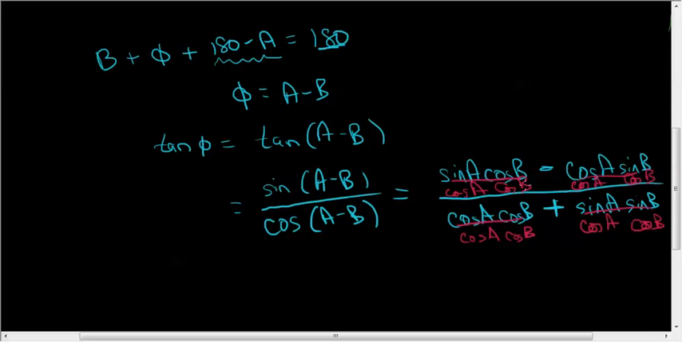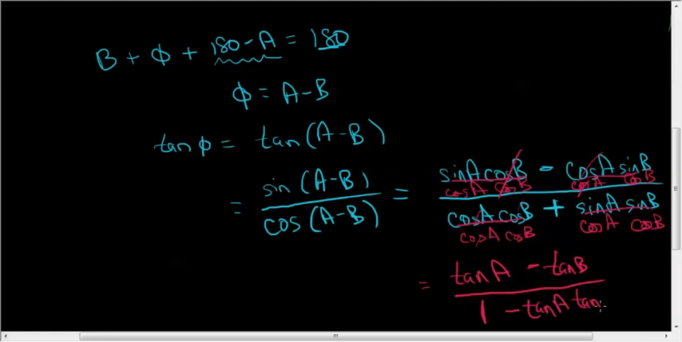What happens? Cosine B cancels here, leaving me with sine A over cosine A, which we know is tangent A. Cosine A cancels here, leaving me with sine B over cosine B, which is tangent B, divided by 1, right? This cancels, divided by 1 minus tangent A, tangent B.